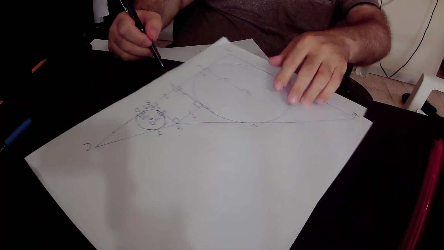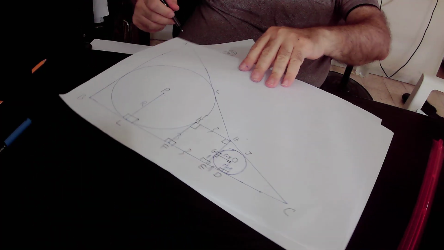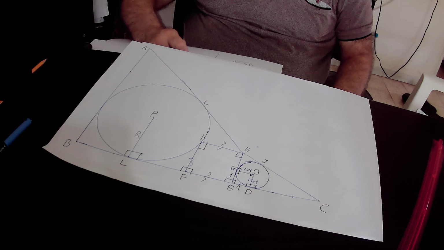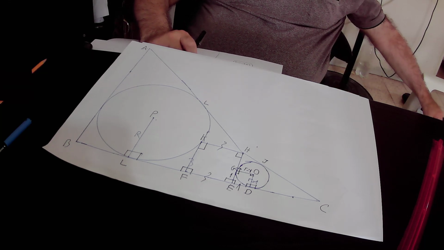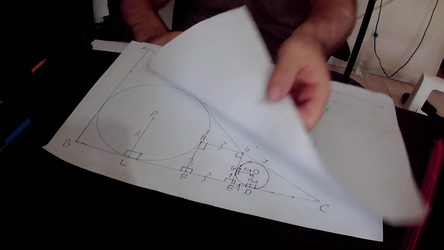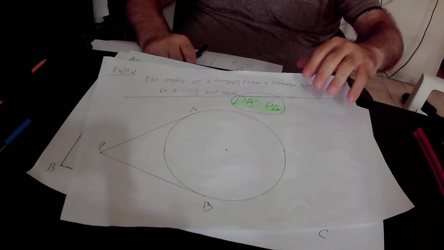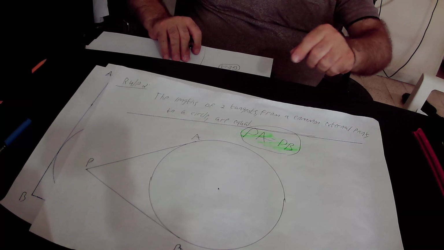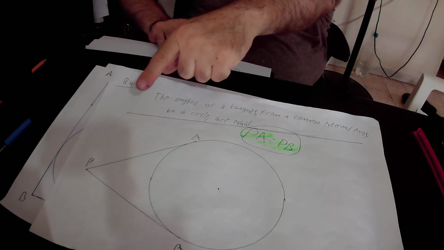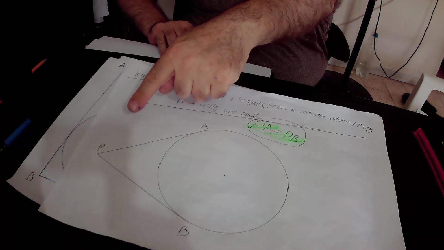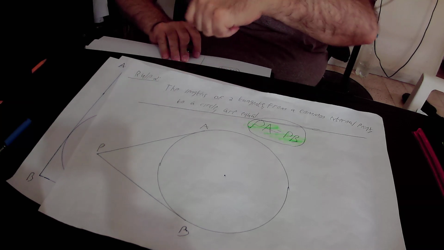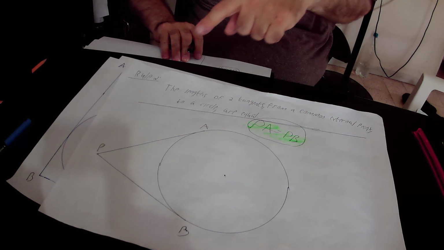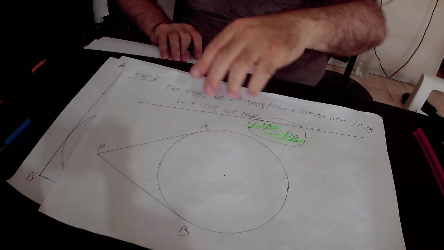In the next step, I will present to you rule number 2. According to rule number 2, the lengths of two tangents from a common external point to a circle are equal. So here we have the common external point P. From the common external point P, we have two tangents to the circle, tangent PA and tangent PB. And according to rule number 2, they are equal to each other. That is to say, PA equals PB.